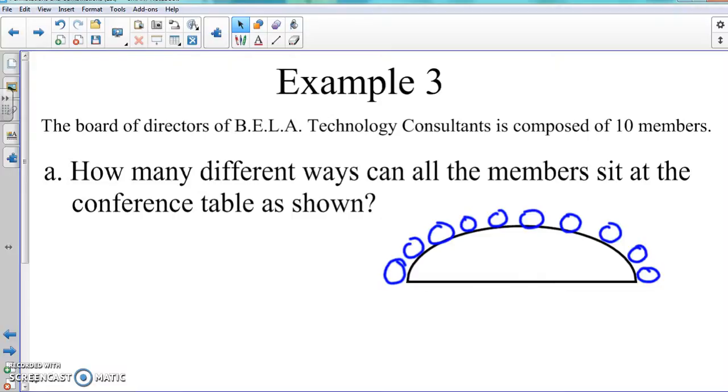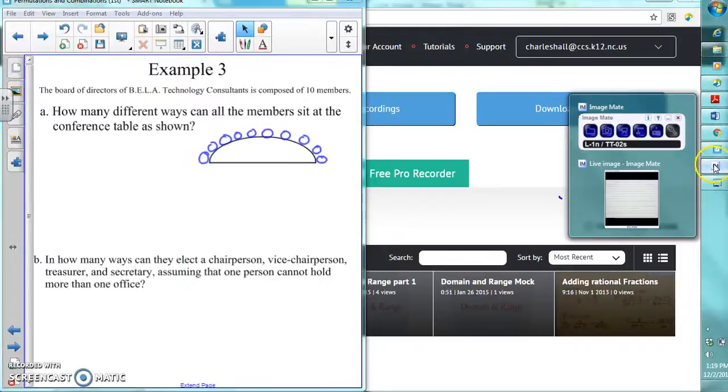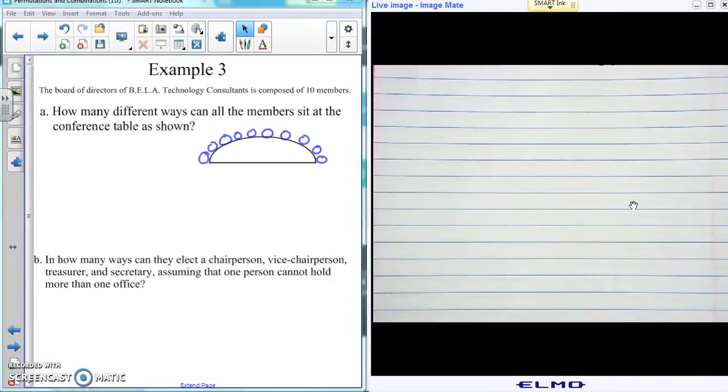The board of directors of Bella, B-E-L-A, Technology Consultants is composed of 10 members. How many different ways can all the members sit at the conference table as shown? So the first thing that's important is understanding, does order matter in how we set people up, or does it not matter? Some people say order doesn't matter. It does matter. So we just have to figure out which one it is, and it's important that we get the right information there.